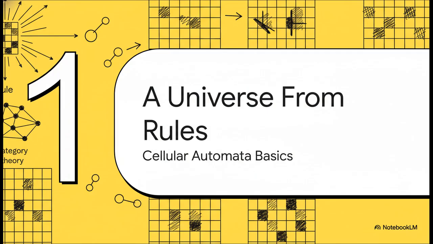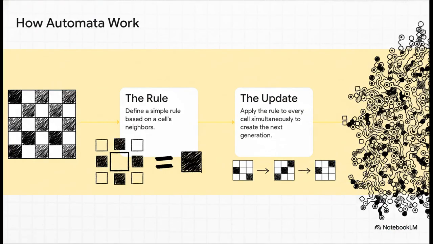So, to get our heads around this, we've got to start with something called cellular automata. Now, you've probably heard of the most famous one, Conway's Game of Life. You know, where these super simple rules create patterns that seem to live and breathe and evolve all on their own.